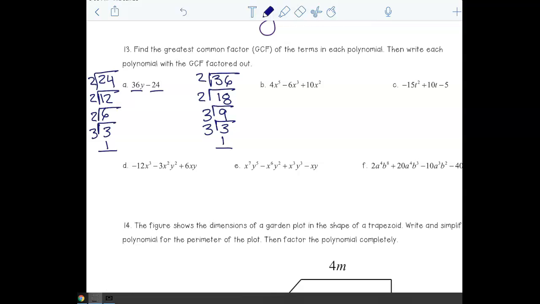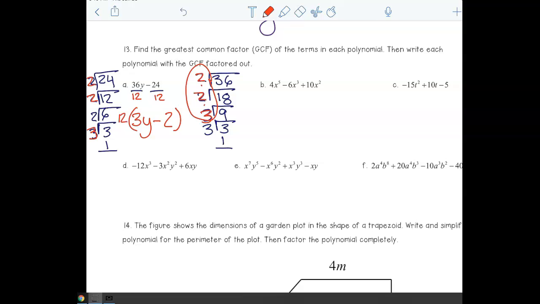Okay, so right here, they have a 2 in common, a 2 in common, a 2 in common, a 2 in common. They have a 3 in common, a 3 in common. This means that 2 times 2 times 3 is what they have in common. 2 times 2 is 4, times 3 is 12. Divide by 12, divide by 12. 36 divided by 12 is 3y minus 2. That's not your final answer. You need to write that big thing in front, the 12.